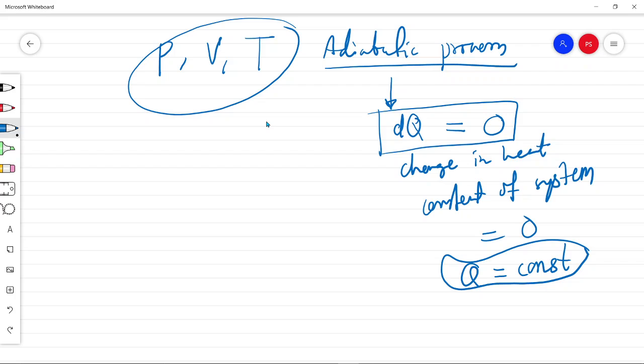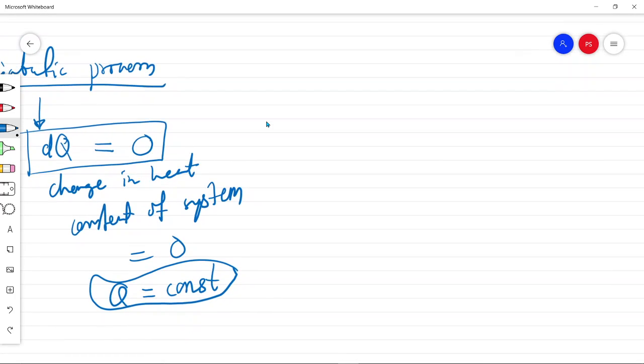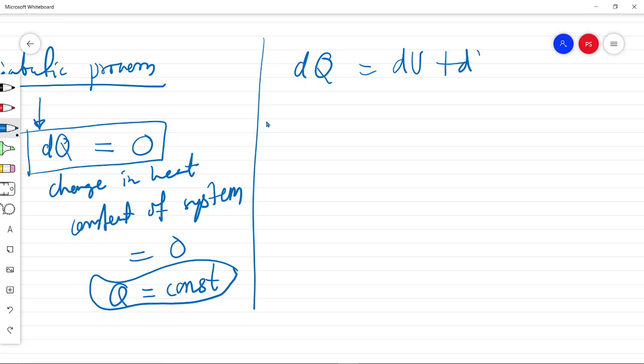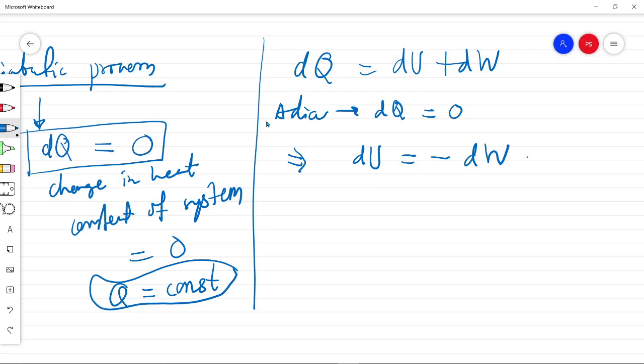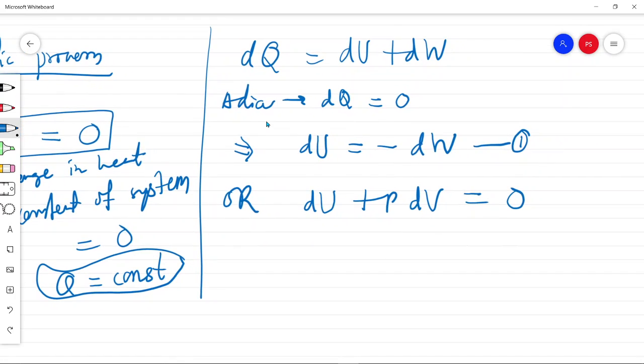To begin with, we start our discussion with the statement of the first law, which says that dq is du plus dw. For an adiabatic process, we have already said that dq is 0. This simply implies that du is minus dw, or du plus PdV is 0, because dw is simply PdV.